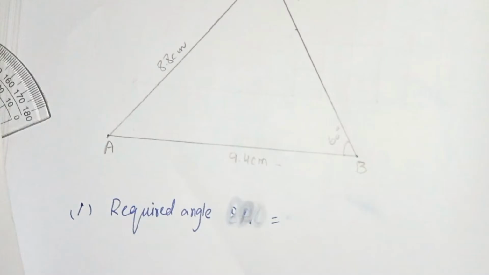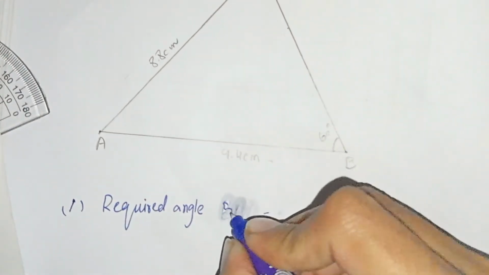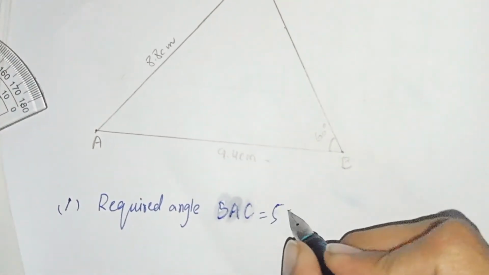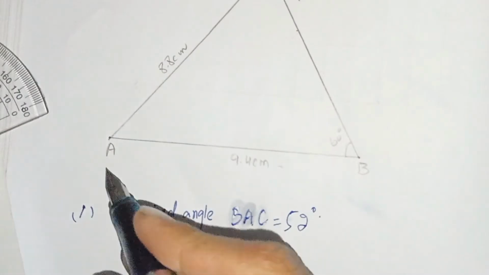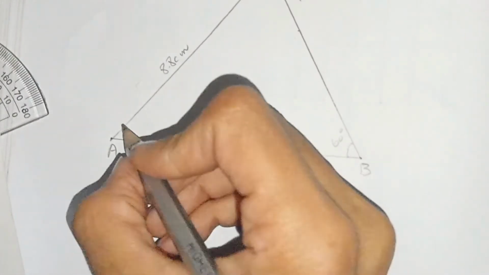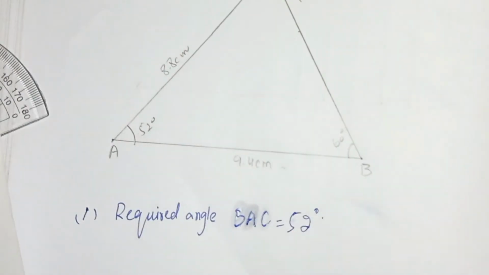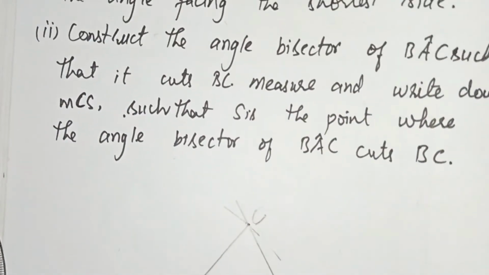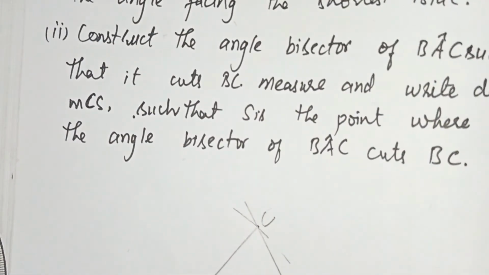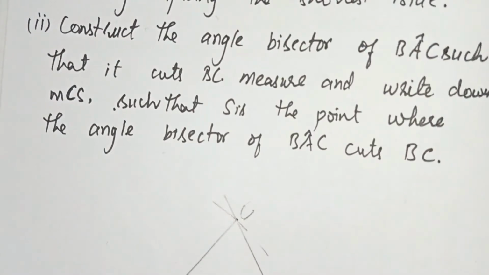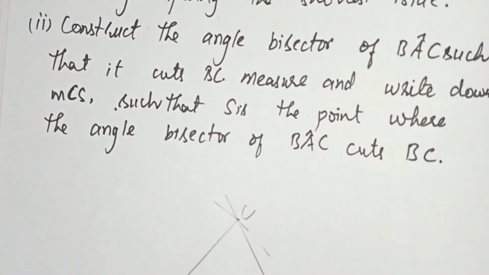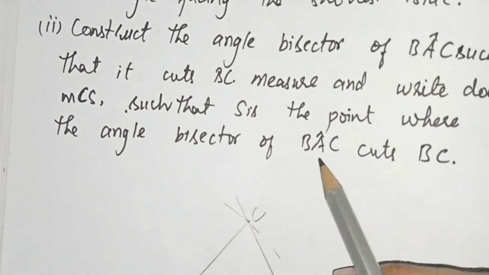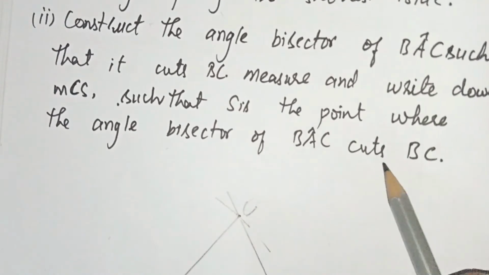Part number 1. Now students, the required angle BAC is equal to 52 degrees. We have to write there 52 degrees, and this is the required angle which we have to measure in part number 1. And now students, part number 2: construct the angle bisector of BAC such that it cuts BC, measure and write down the measure of CS, such that S is a point where the bisector of BAC cuts BC.